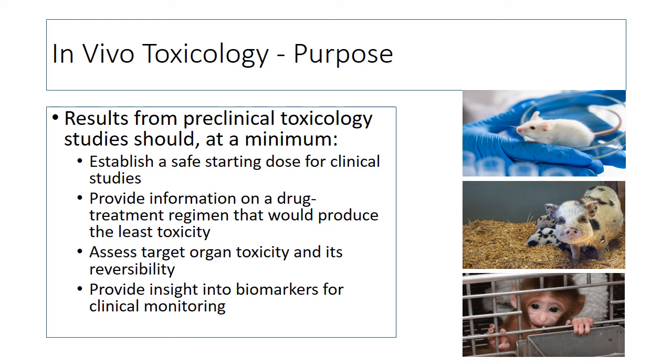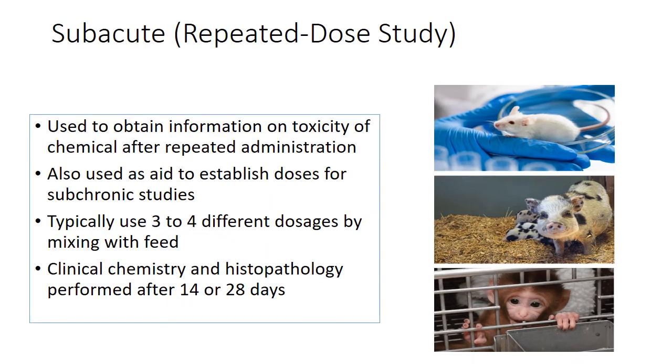They also provide information on a drug treatment regimen which should produce the least toxicity. I think yesterday in one of the lectures we saw the minimum effective dose and the maximum tolerated dose, and such studies would assist us to come up with those. They also assist us to assess target organ toxicity and its reversibility, which we already talked about, and may provide insight into biomarkers for clinical monitoring. For example, if someone is exposed to, I don't know, organophosphates, we know that pseudocholinesterase levels change, and you can get some of this information from preclinical in vivo studies before moving on to human beings.